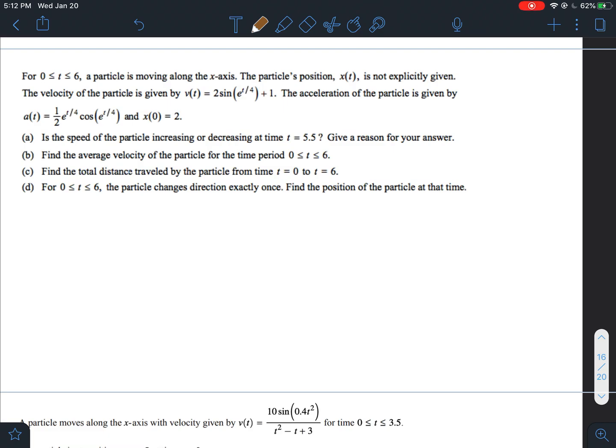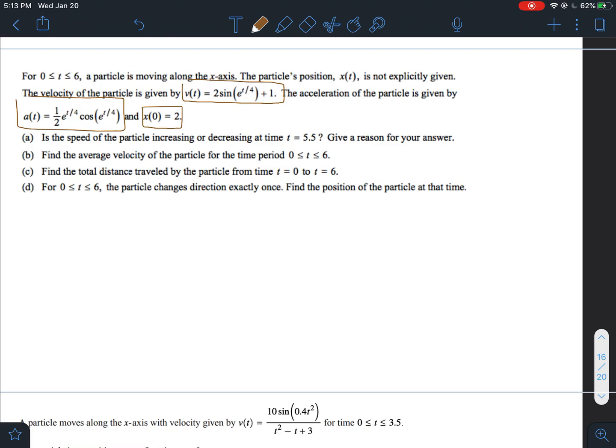Between 0 and 6, a particle is moving along the x-axis. The particle's position, x of t, is not given. The velocity of the particle is given by this function, v of t equals 2 times the sine of e to the t over 4, plus 1. The acceleration is given by 1/2 e to the t over 4 cosine of e to the t over 4. And the initial condition is the displacement at 0 is equal to 2.